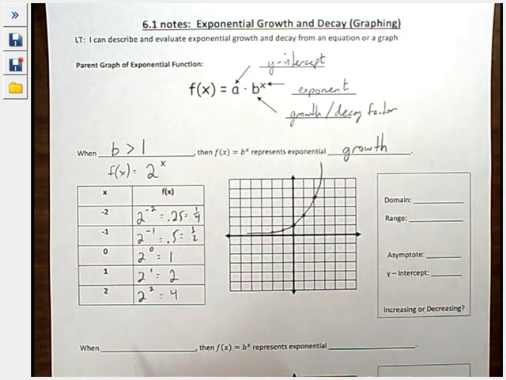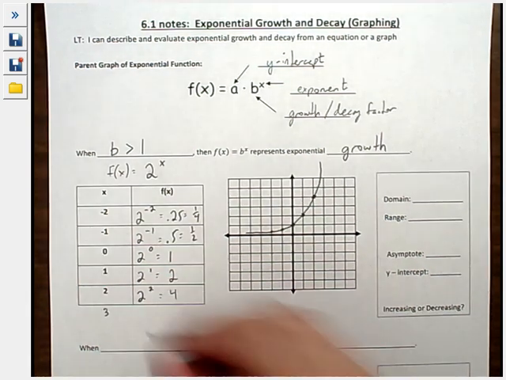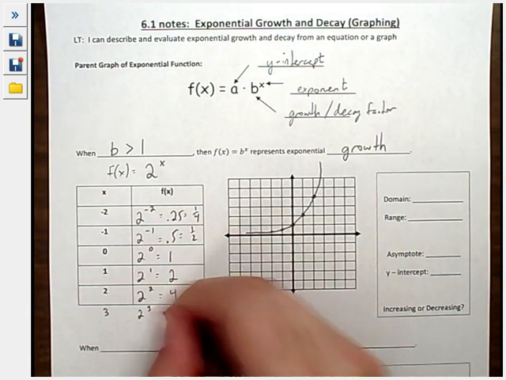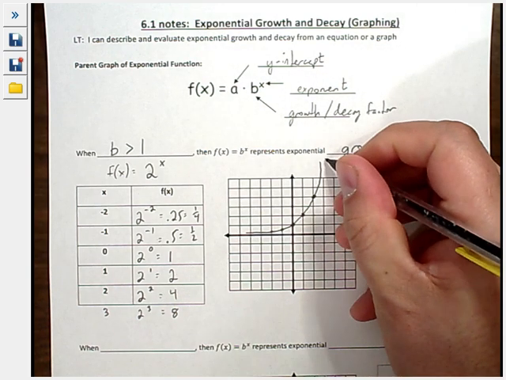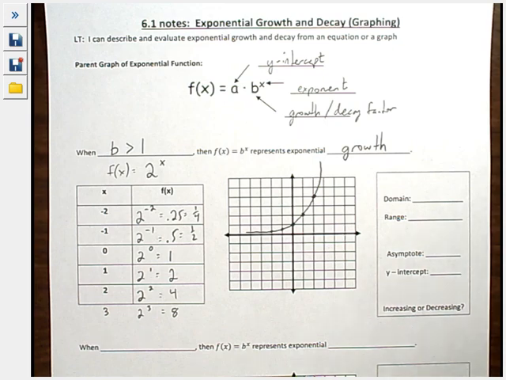Okay. If we were to add a 3 here, this would be 2 to the 3rd, and that would be 8. And so at 3, we would be way up here, we would be at 8. Okay. So you can see how this starts to grow really, really fast.